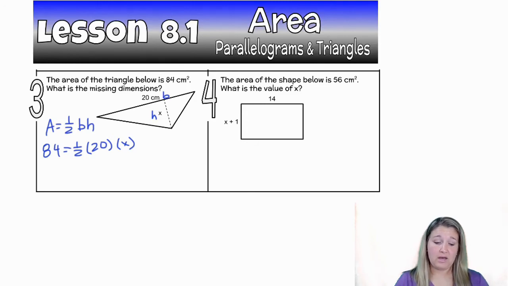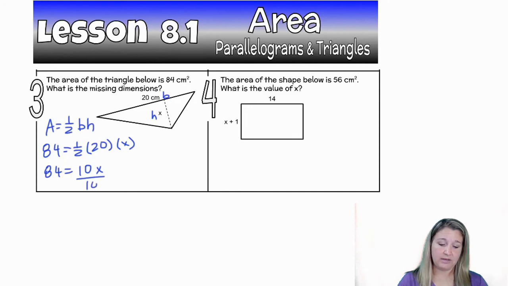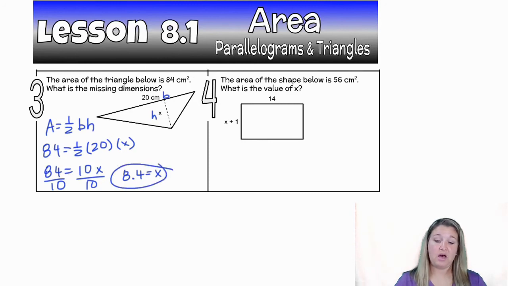So what I'm going to do, you can go ahead and multiply all those together. So I can take half of 20, that's going to give me 10, times X. Now just finding the value of X, divide by 10 on each side. And so 8.4 is going to be equal to X. That's going to be the height of our triangle there. And it looks like we're going to have centimeters there. So go ahead and make sure you mark that as well. So 8.4 centimeters is going to be the answer for X there.